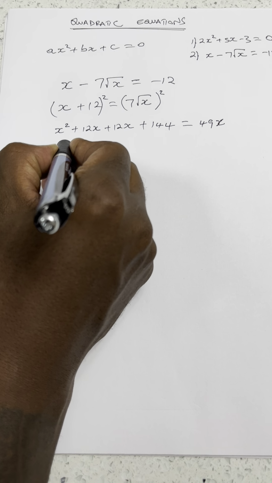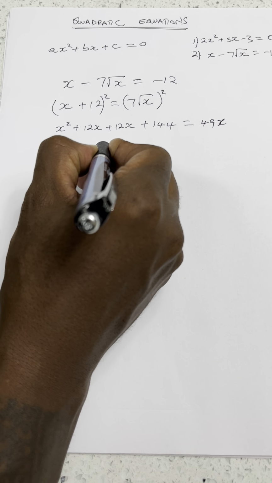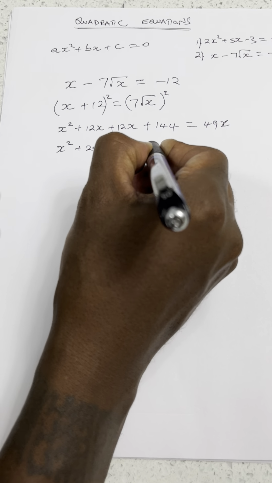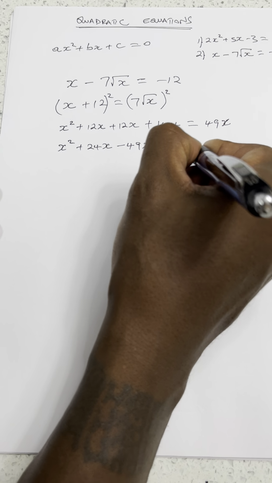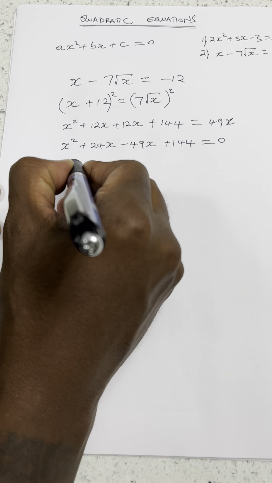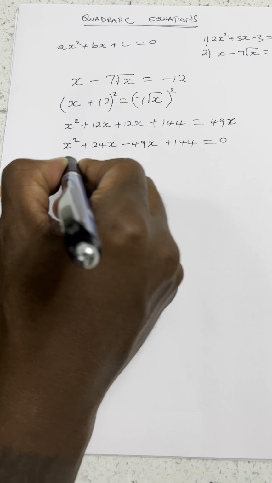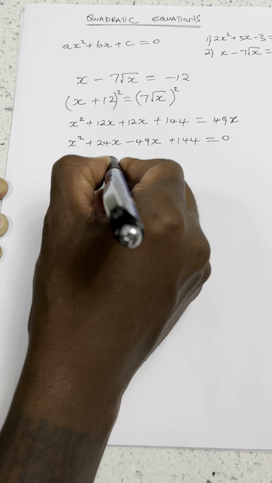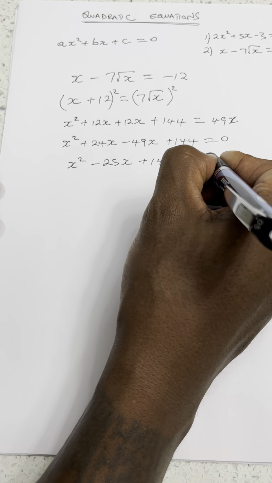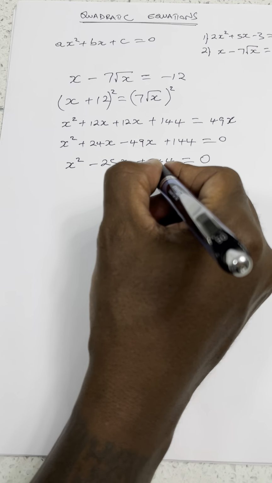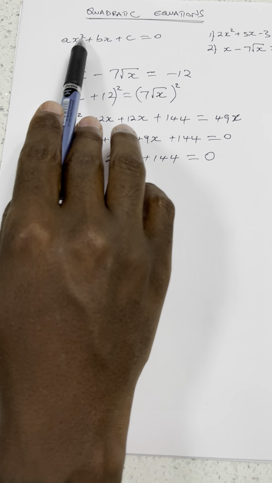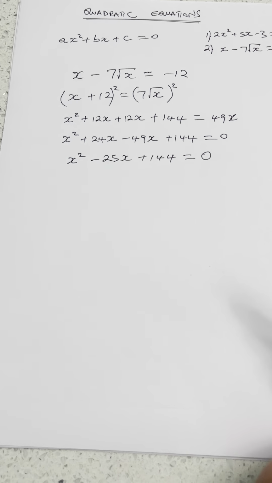So we have x squared plus 24x. The 49, if it comes this side, becomes negative 49x plus 144 equals 0. Now 24 minus 49 is negative 25. So now we have x squared minus 25x plus 144 equals 0. When we get here, we have an expression we are used to that looks like ax squared plus bx plus c equals 0.